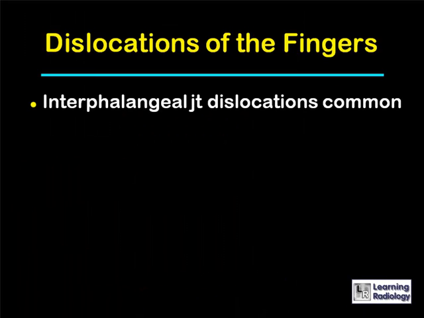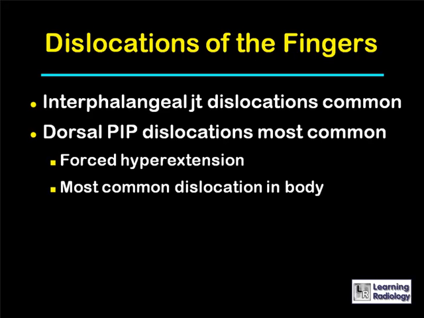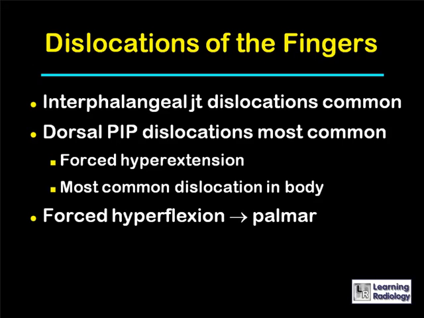Dislocations of the fingers are common. Dorsal dislocations of the proximal interphalangeal joints are the most common. They are due to forced hyperextension, and they actually represent the most common dislocation in the body. Forced hyperflexion will result in palmar dislocation of one phalanx with another.